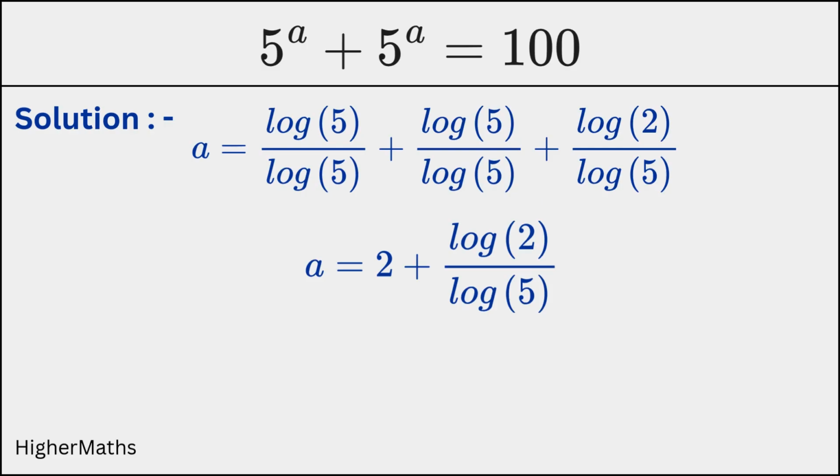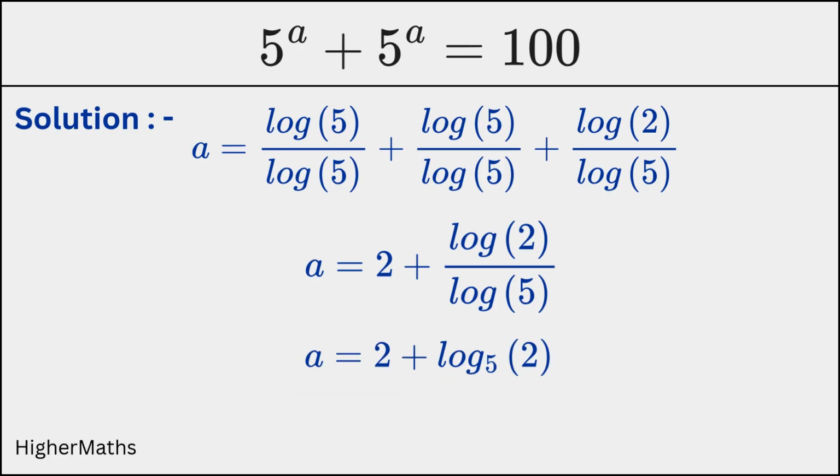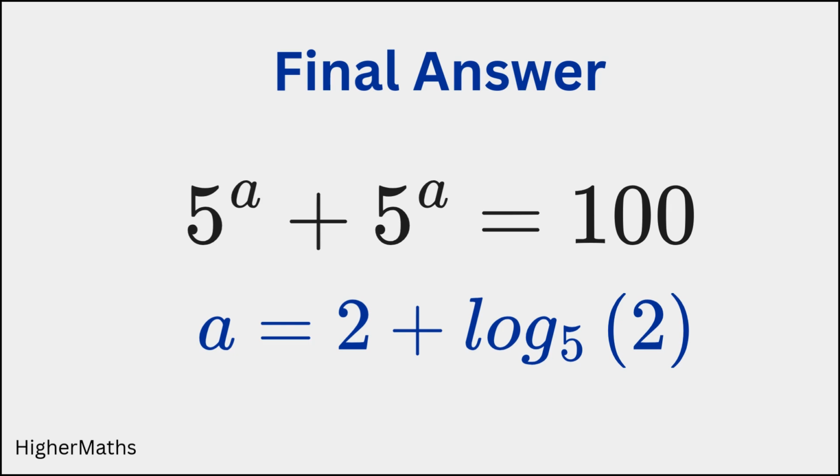Then, in the next step, log of 2 over log of 5 is in the form of the rule: log of a over log of b is equal to log of a base b. So from this rule we apply this form here. Then log of 2 divided by log of 5 becomes log of 2 base 5. So the final answer for the value of a is 2 plus log of 2 base 5.